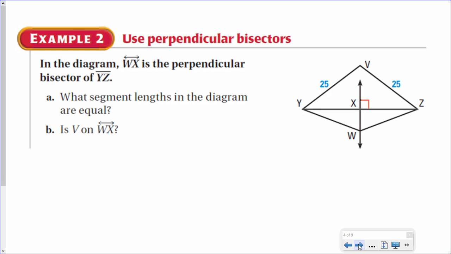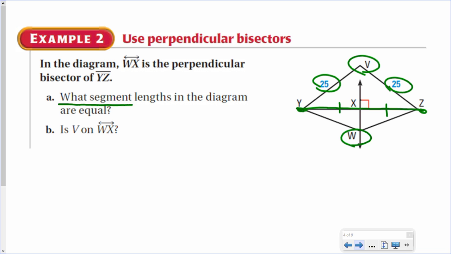This is the converse. This does not go into your notes, but definitely follow along like crazy. Right off the bat, I'm noticing the 25s. Those two are the same. So point V, the one up here, and point W must be on the perpendicular bisector. So if it's on the perpendicular bisector, we could do this. 90-degree angle, those are the same. And that leads us into the first one here.